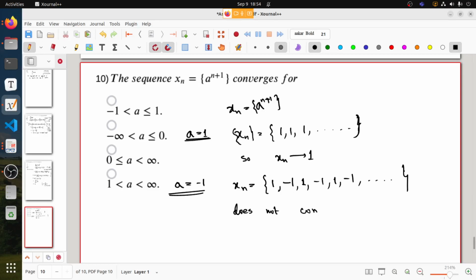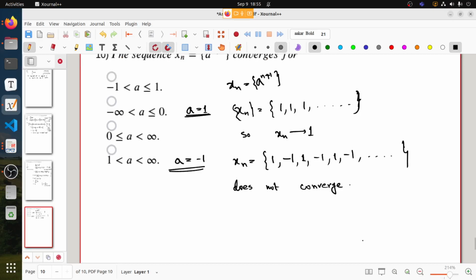Or you can view it as two subsequences, 1 and minus 1, each of which converges, but it does not have a unique limit point, so it does not converge. So for a equals 1, it converges to 1. For a equals minus 1, it does not converge, it oscillates.